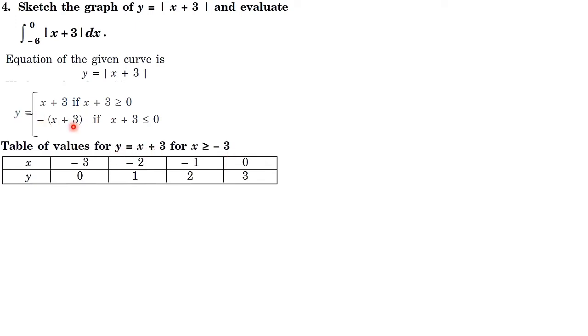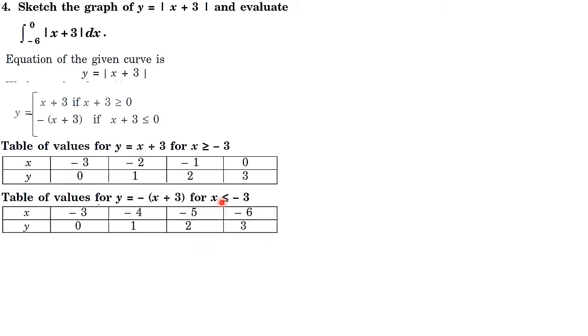Next, we have to calculate y equal to minus of x plus 3 for x less than or equal to minus 3. Here x plus 3 less than or equal to 0, with the plus 3 going to the right side as minus 3, so x is less than or equal to minus 3. We take values smaller than minus 3, and minus 3 also can be included because of the equal to symbol. So minus 3, minus 4, minus 5, minus 6 and so on.